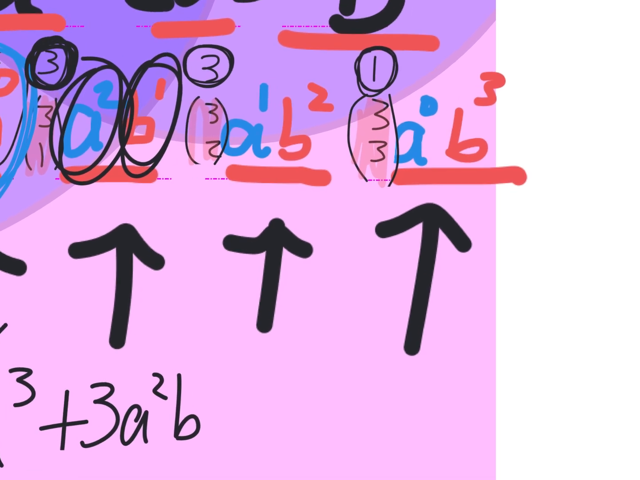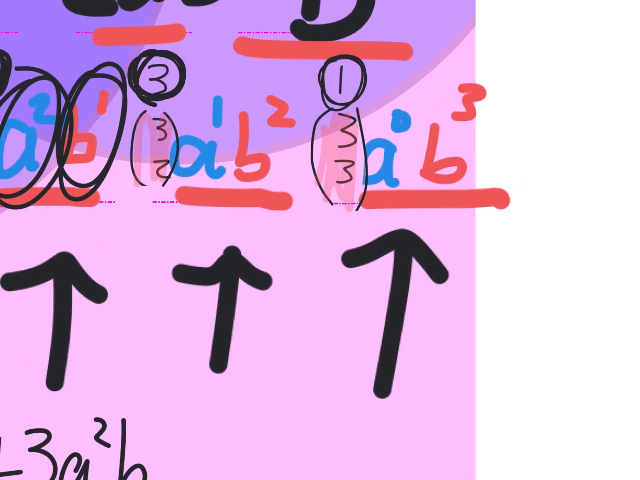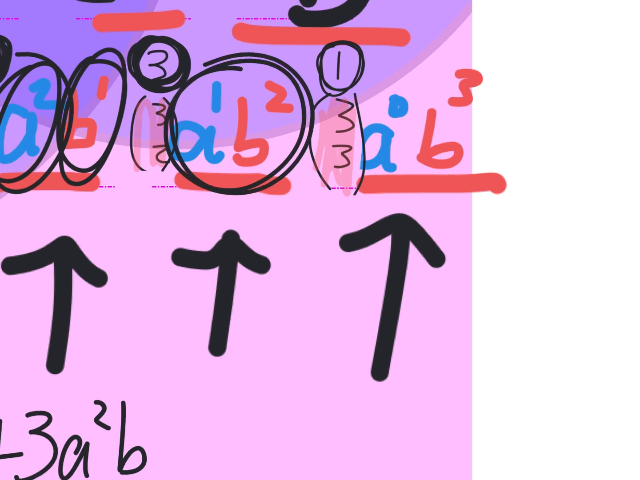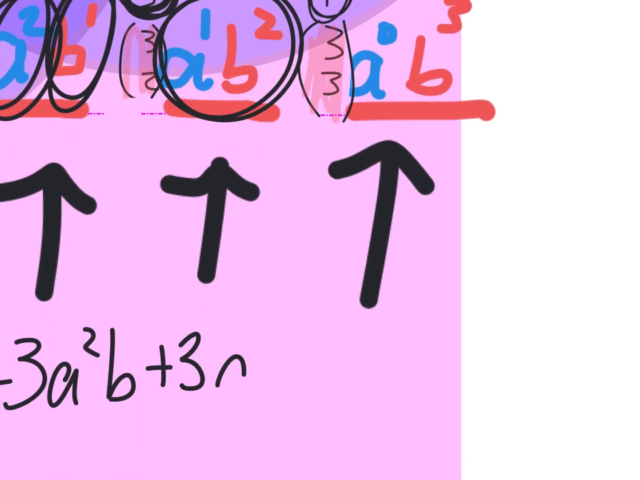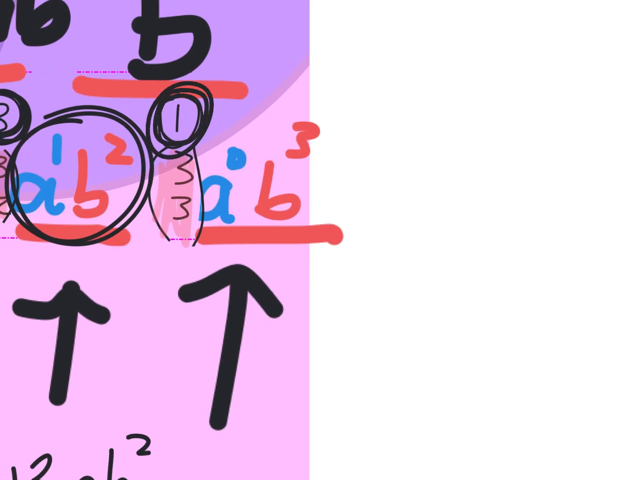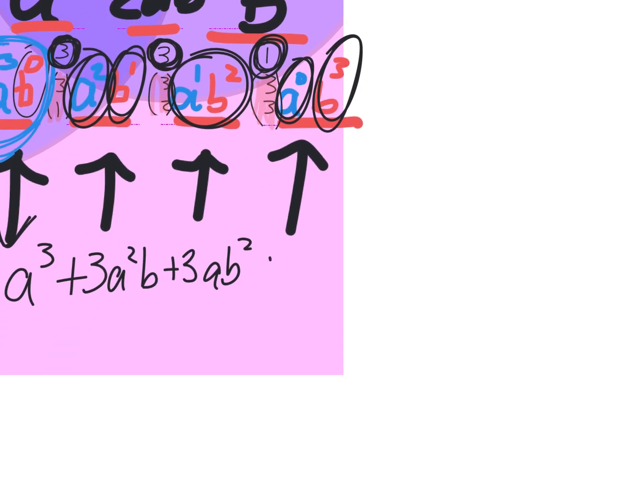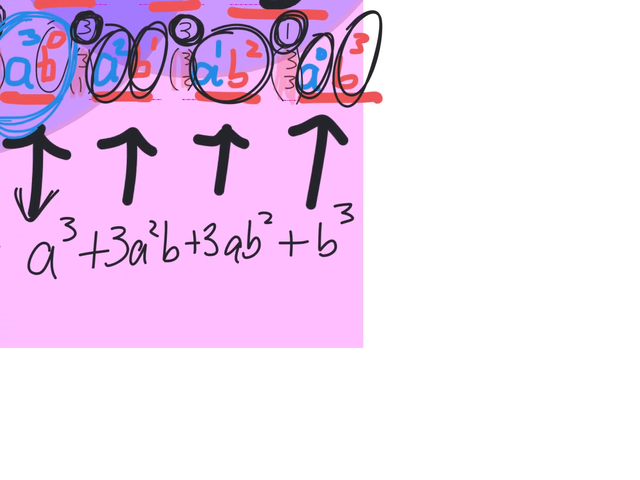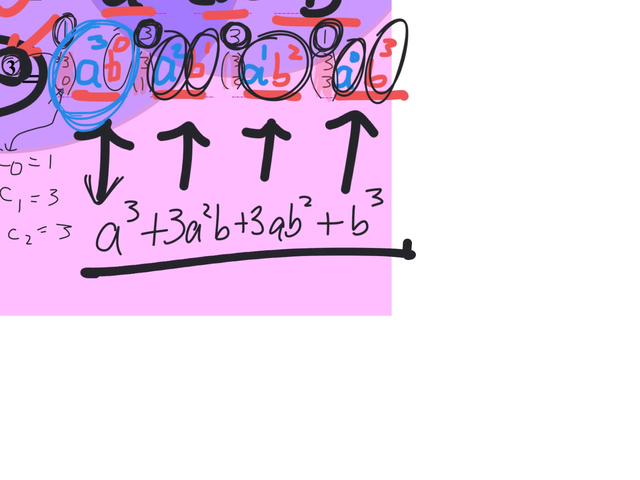The third one was also a 3, ab squared, so plus 3ab squared. And the last one is just a 1 times a 1 times a b to the third, so that's just b to the third. There's your first binomial expansion.